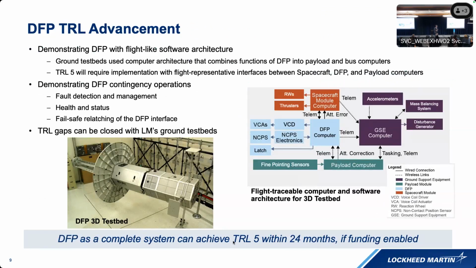Finally, to advance the TRL of this system, we are going to close the gaps that I mentioned earlier by using our ground test beds to demonstrate flight-like software architecture. So that involves having representative interfaces between the spacecraft, DFP, and payload flight computers. We're going to demonstrate contingency operations, fault management and detection, health and status, and then we're going to have a mechanism that can relatch the payload in a way that is fail-safe.